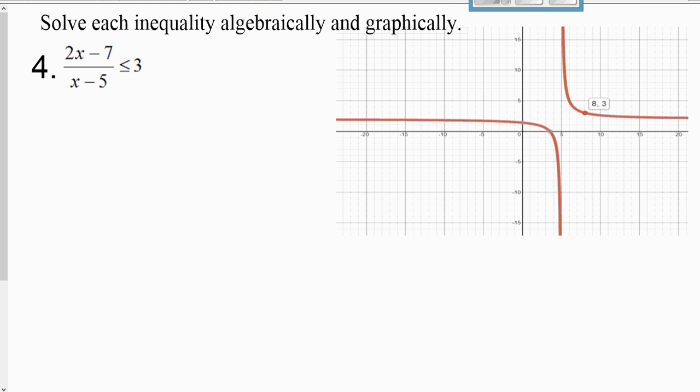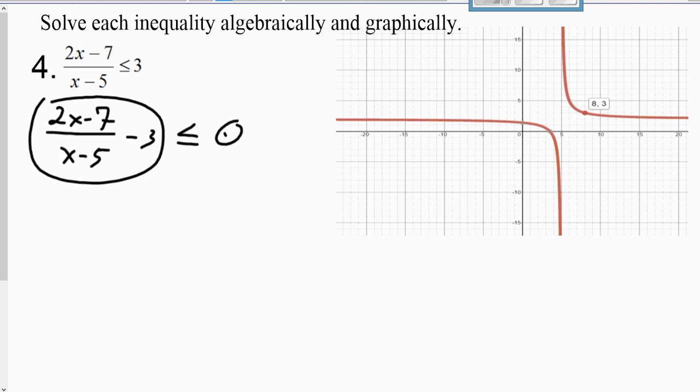So number 4 here, we have a rational function. So it's still the same rule, set equal to 0 on one side. So I'm going to subtract 3 from both sides. So I get 2x minus 7 over x minus 5 minus 3 is less than or equal to 0. So I want to try and simplify this and define this as my function. So f of x is equal to 2x minus 7 over x minus 5 minus 3.